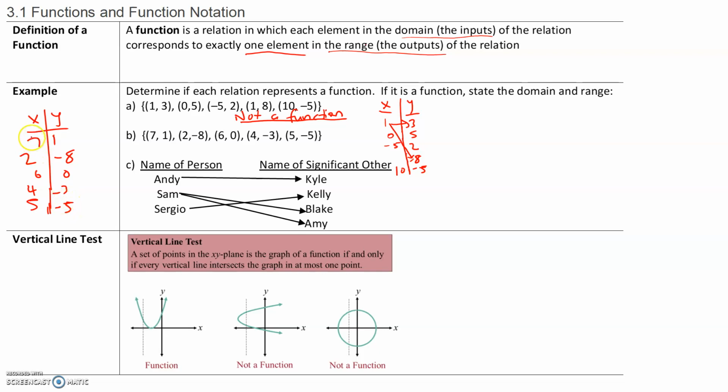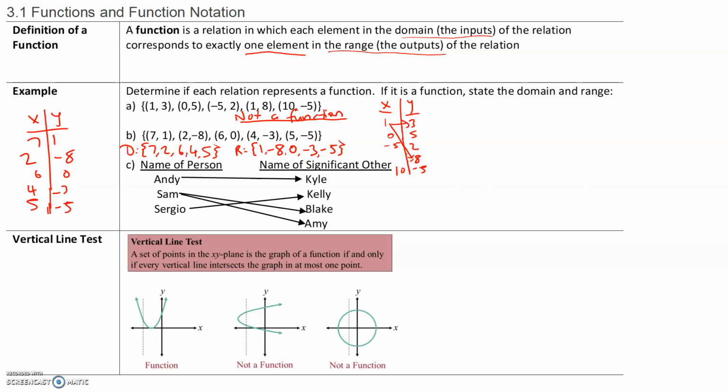And the domain is the set of all x's, and the range is the set of all y values. So our domain and range are given by set notation. So the domain is the set 7, 2, 6, 4, and 5, and the range is 1, negative 8, 0, negative 3, and negative 5.